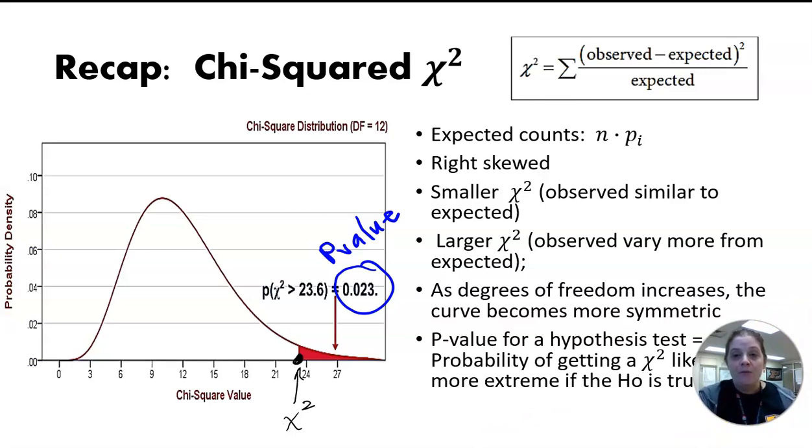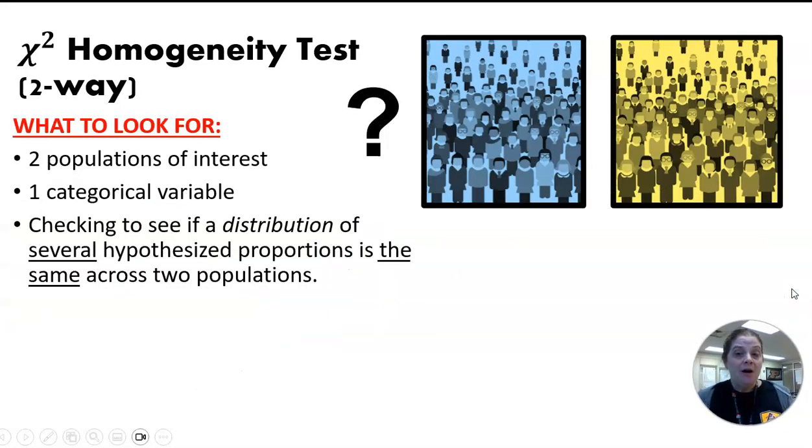One of the things that we do know is that as the degrees of freedom increases, your curve is going to become more symmetric and less skewed right. But degrees of freedom in a chi-squared test is categories minus 1, so it's going to take quite a few categories for you not to see this right skew anymore. Also, remember, a p-value is the probability of getting results like ours if the null hypothesis is true. All right, so a homogeneity test and an independence test both come from a two-way table.